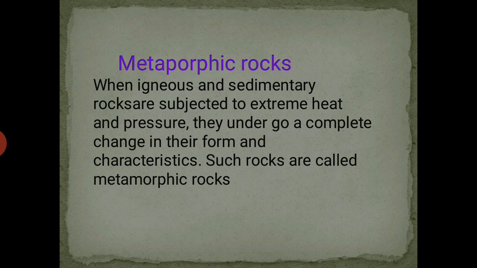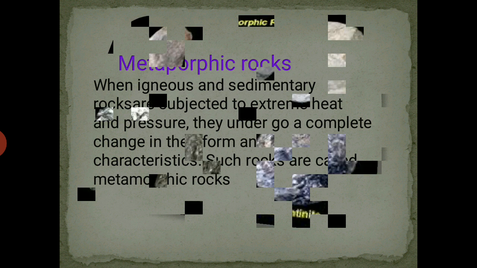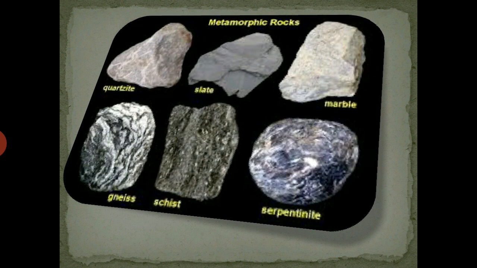Children, we have now a few examples of metamorphic rocks. For example, marble, slate, gneiss, and quartzite are good examples of metamorphic rocks. For example, marble is a metamorphic rock, but this rock has been formed from limestone. And limestone is a sedimentary rock.